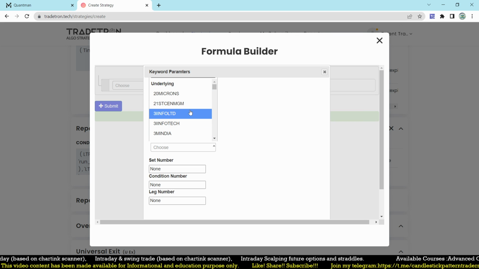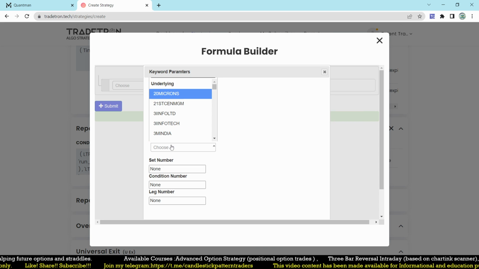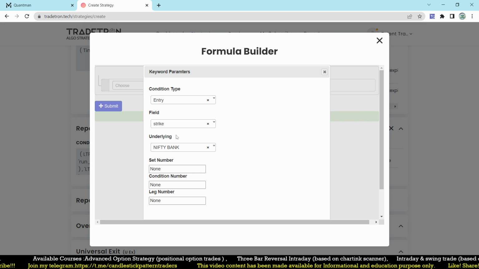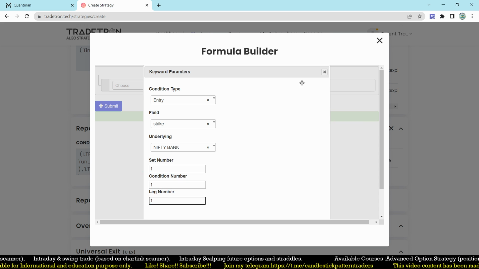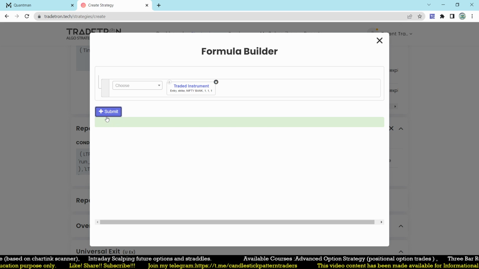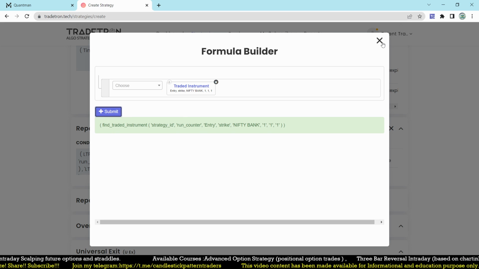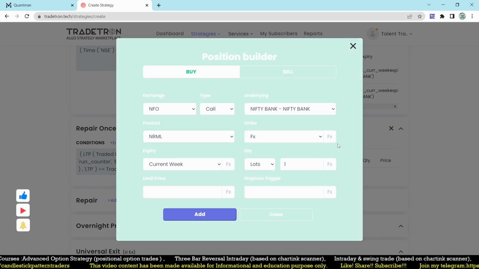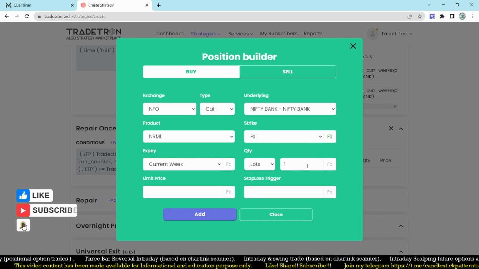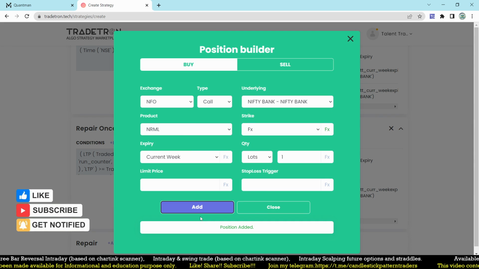Here it is called Nifty Bank, Nifty Bank entry strike price. Here we need to be careful about that field, strike price, and here set 1, leg 1, condition. What it means is whatever strike price was taken at the start around 9:30, that strike price we are calling. So it will call the strike price, and current week, lot size 1, I am going to add.